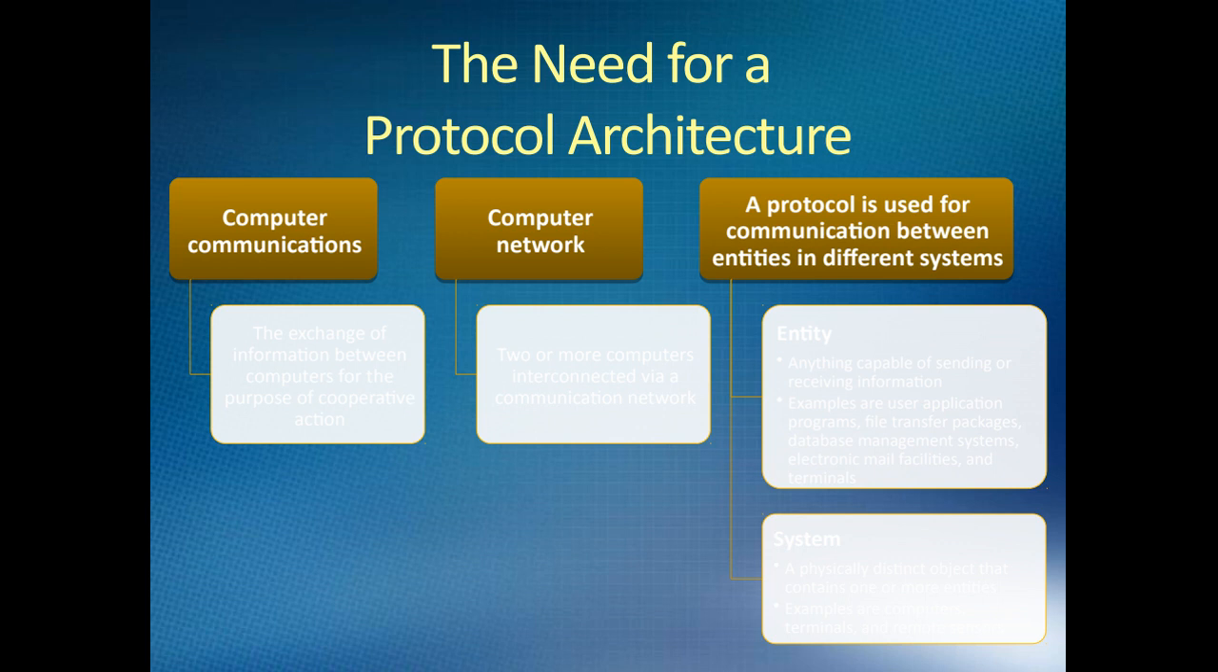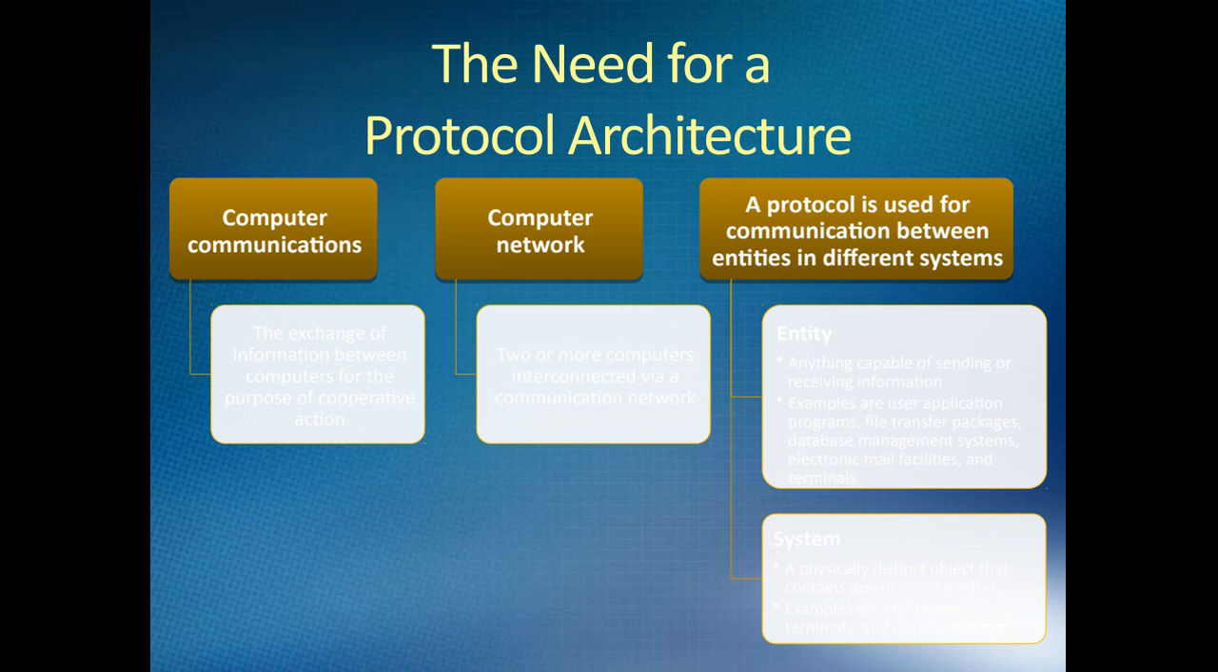like this. Okay. And for computer network, it's 2 or more computers interconnected via a communication network. What is entity? Entity is anything capable of sending or receiving information. Examples are user application programs, file transfer packages, database management system, electronic mail facilities, and terminals. These are called entities.